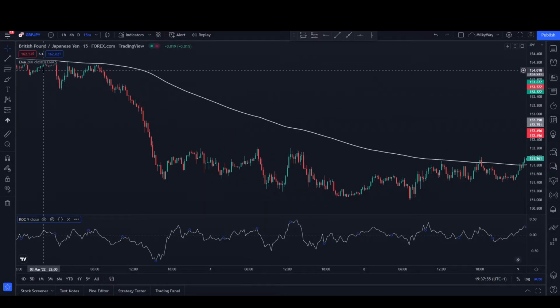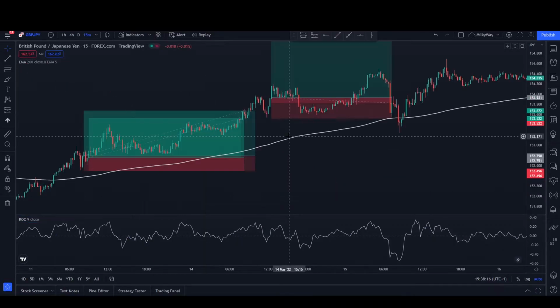All right, so essentially, when the price is below the EMA and the rate of change becomes negative, we take a short. So I'll show you a few examples and then we'll go straight into the backtest. So there you go, a couple of long trades.